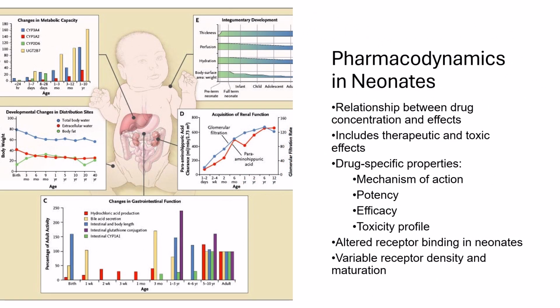Now let's shift to pharmacodynamics, which describes the relationship between drug concentration and effects on the body. This includes both therapeutic and toxic effects. Drug-specific properties include mechanism of action, potency, efficacy, and toxicity profile. In neonates, pharmacodynamics can be altered due to differences in receptor binding, receptor density, and the maturation of these systems. For example, some receptors may be more or less sensitive in neonates compared to adults.